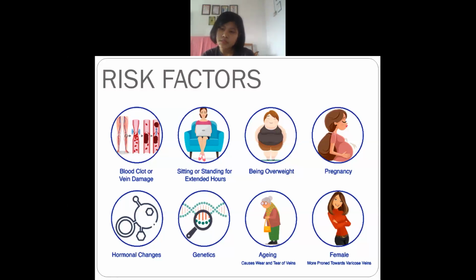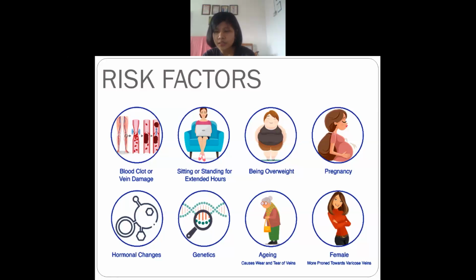The next is overweight or obesity. If a person is overweight, with too much fat, all those individuals will be at risk of having this varicose vein. Next is pregnancy. If a woman is pregnant, since there is too much weight in her, she won't be able to carry that weight, so it will affect the veins. It will lead to varicose vein.